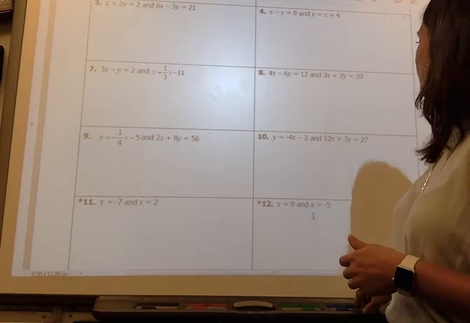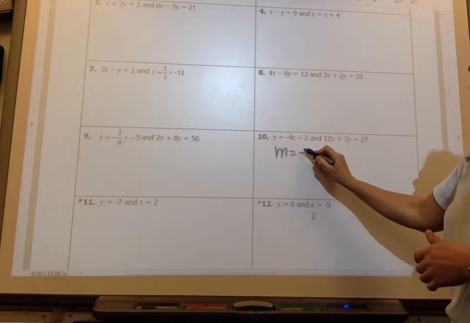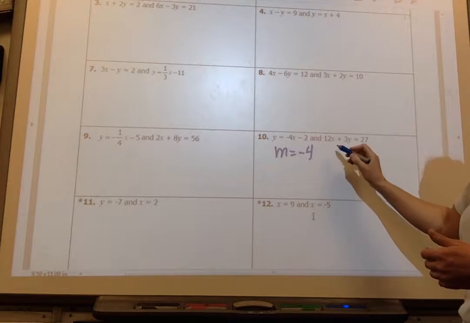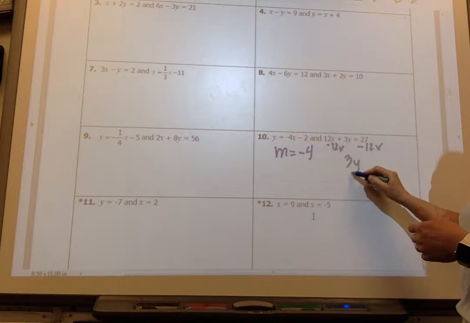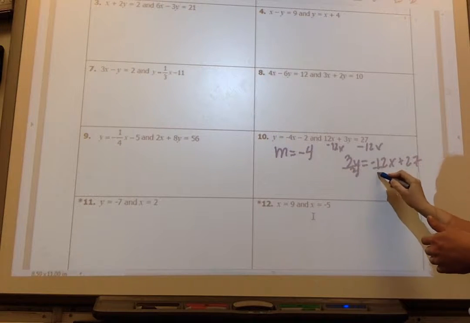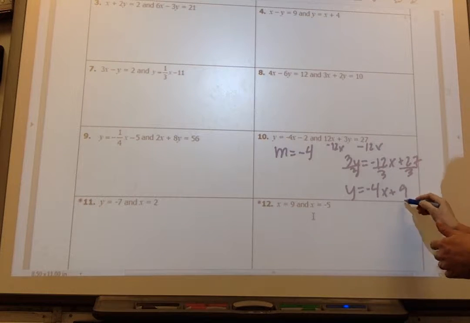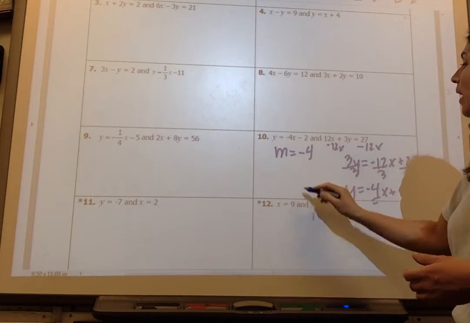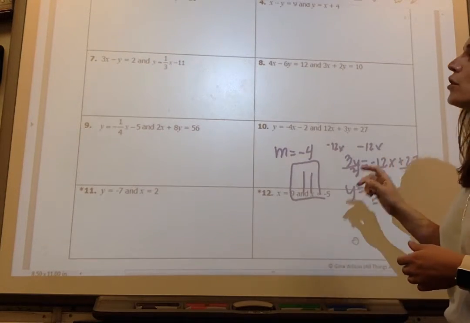Let's do number 10. I can identify my slope as -4 right away. Over here, we have it in standard form, so I'm going to convert it. By subtracting 12x on both sides, 3y equals -12x plus 27. When I divide everything by 3, I get y equals -4x plus 9. My slope here is -4, so what kind of lines do I have? I have parallel lines.